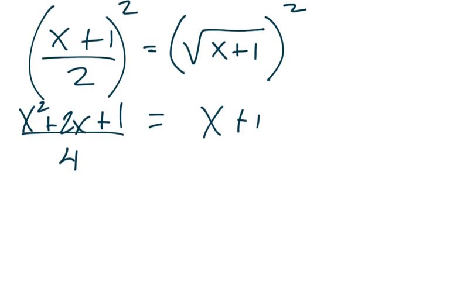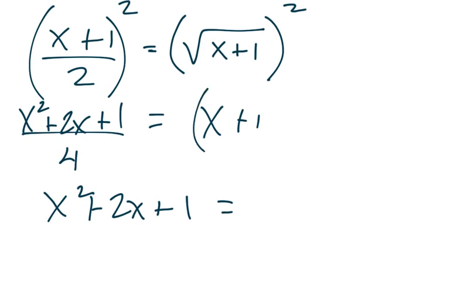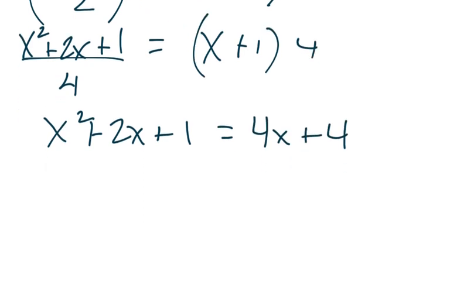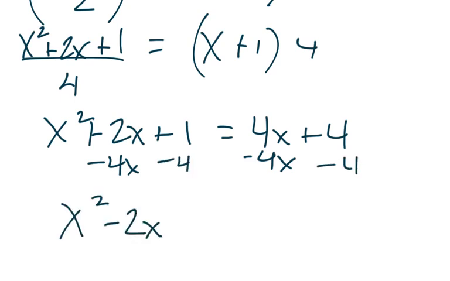Now, you know what I'm going to do? I'm going to multiply both sides by 4. And that way, I get rid of that fraction. If I multiply this by 4, I get 4x plus 4. Then I'm going to get everything on one side. I'm going to subtract 4x. And I'm going to subtract 4. And that's going to give me x squared minus 2x minus 3 equals 0.